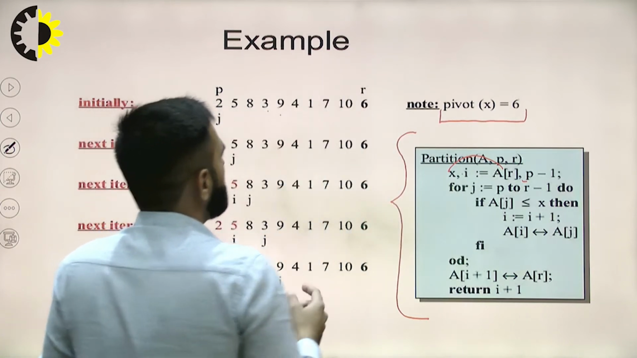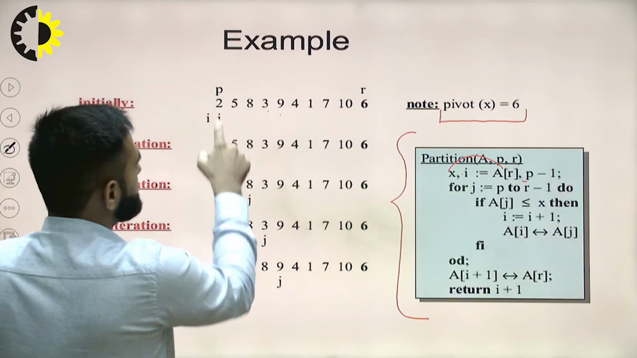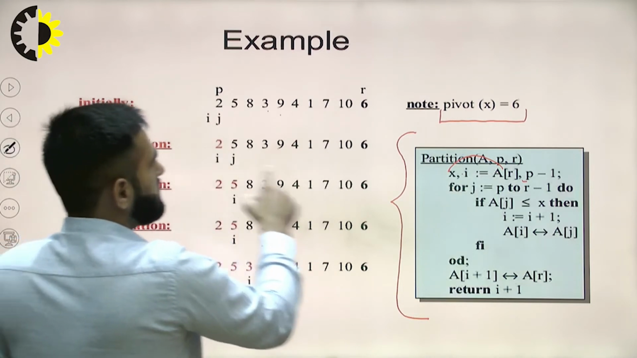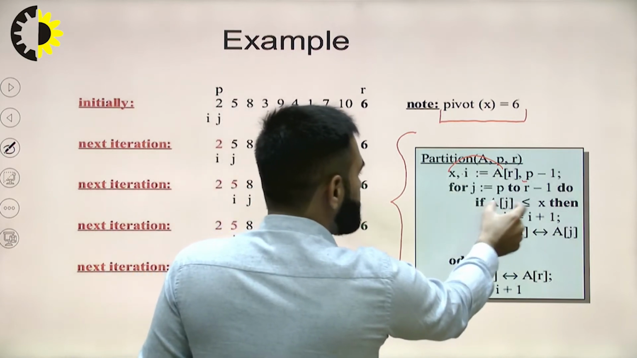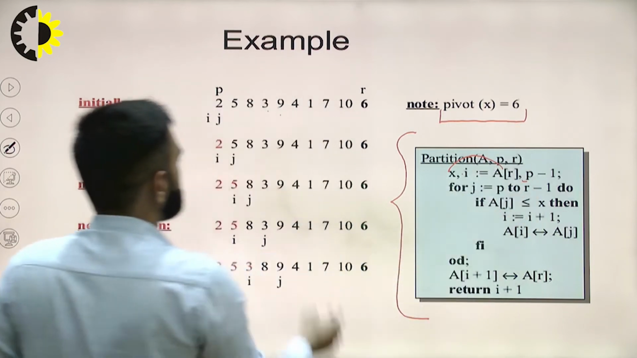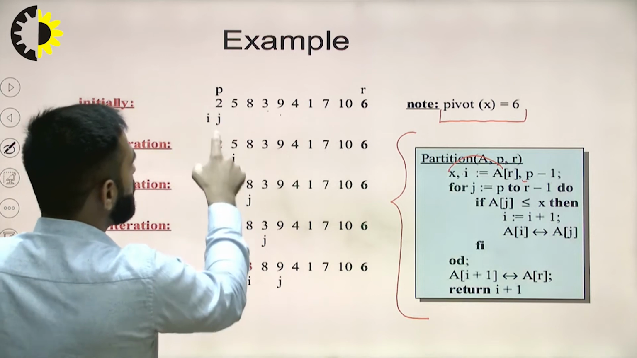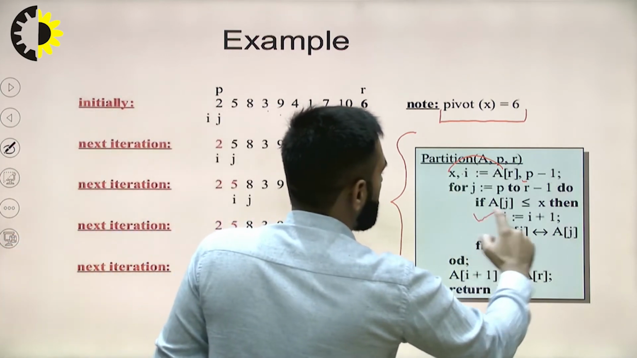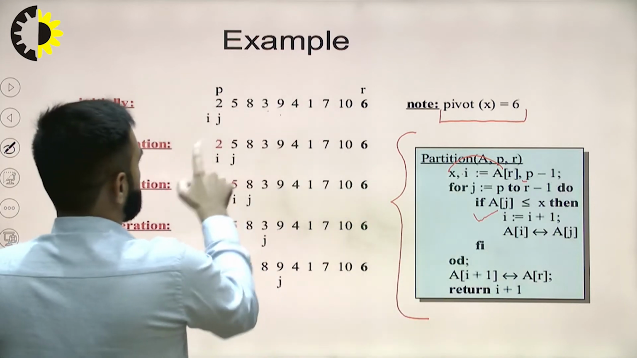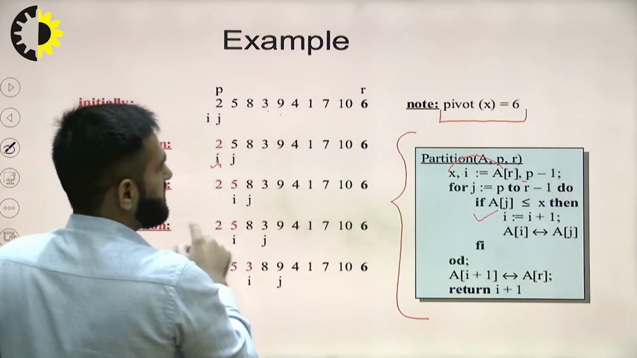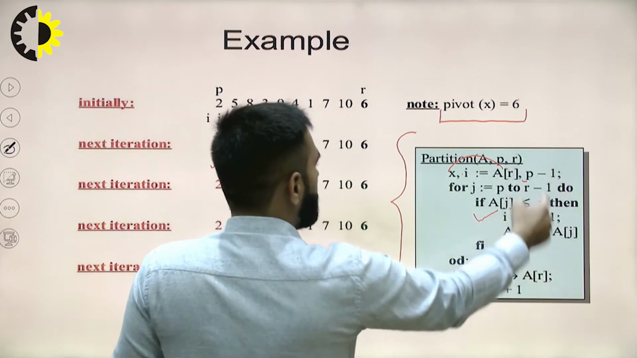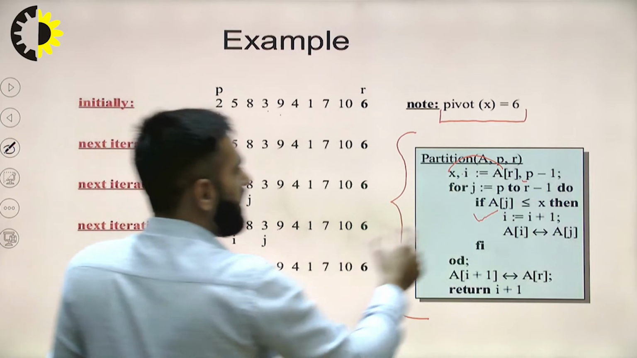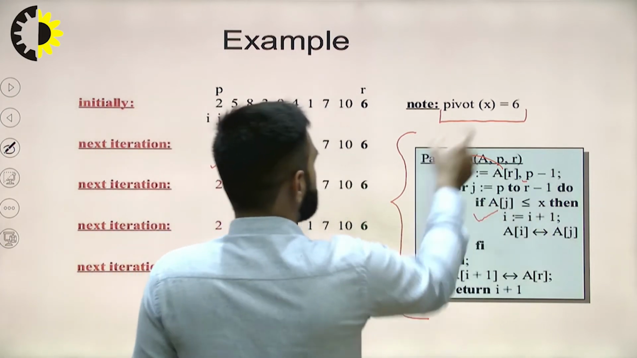Let's see. j is the starting index, and i, before the starting index, is 0. Now we will check the condition: if A[j] is less than x, where x is 6, here 2 is less than 6, true. So we increment i by 1. Now i is here, and j is here again. In the second loop, we check the j value against the pivot x, which is 6.